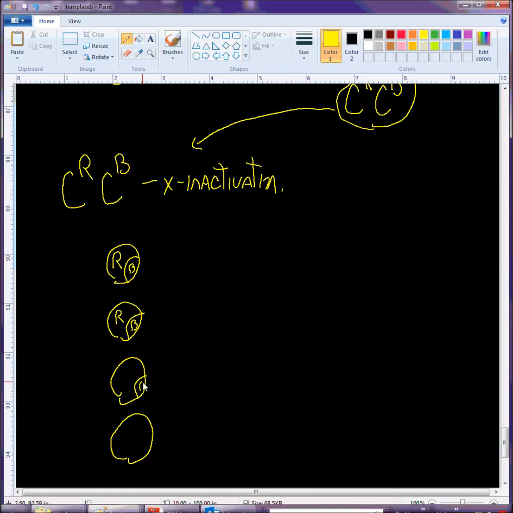And in these down here, we'll say the X chromosome carrying the red allele is inactivated, and the one carrying the B allele is still active.